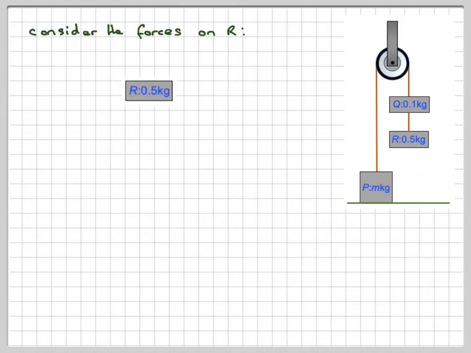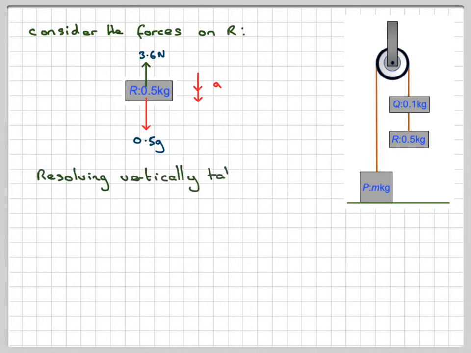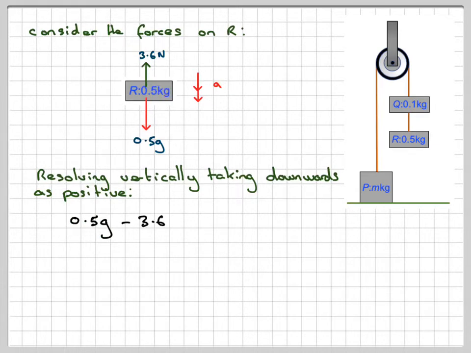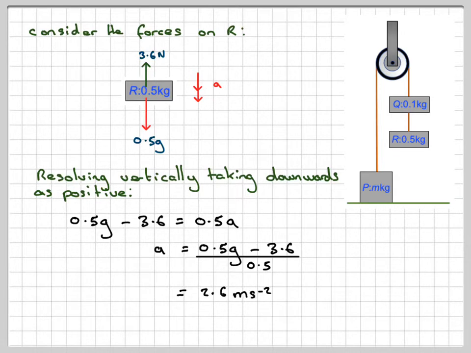So we've got R, and we will have its weight acting downwards, which is 0.5 g. We have the tension, which we're told is 3.6, and we have an acceleration acting downwards. So if we now resolve vertically, taking downwards as positive, we're going to have 0.5 g minus 3.6, and by Newton's second law it's mass times acceleration, so 0.5 times a. Then we can make a the subject by doing 0.5 g minus 3.6, divided by 0.5, which gives me an acceleration of 2.6 meters per second squared.